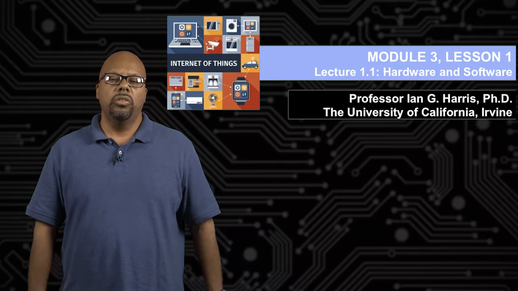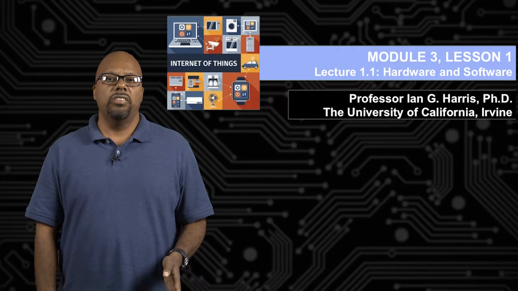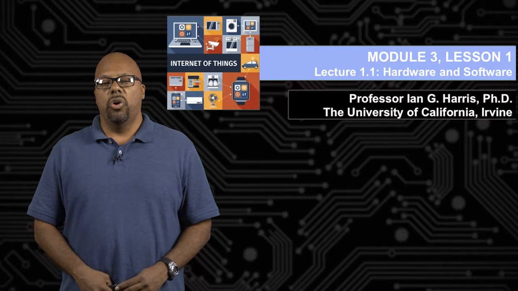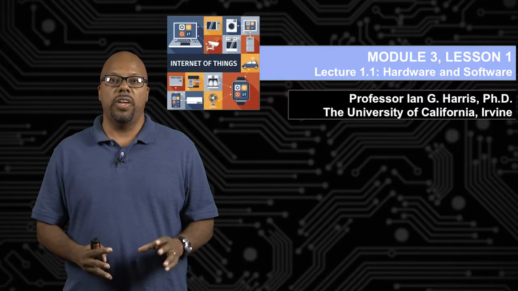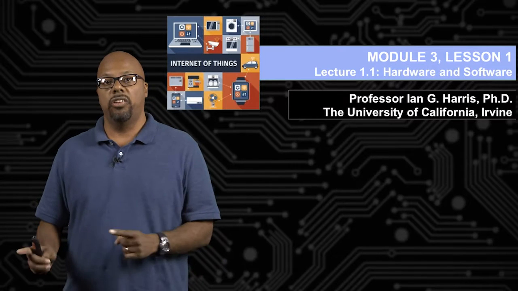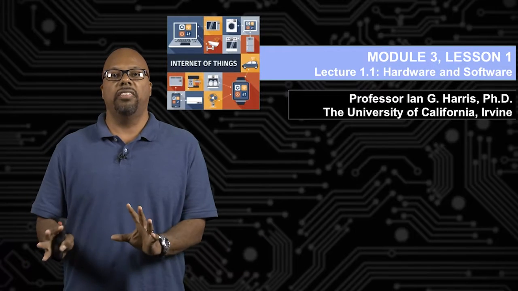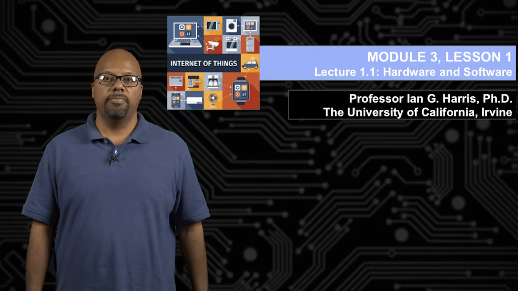So in this lecture, we're going to talk about hardware and software systems. Internet of Things devices are typically hardware and software combined. So as we're learning about the IoT design process, we really have to think about how you design hardware, how you design software, and how you design them to work together. You can't think of one in isolation. You need to really think about both together as you're working on the project.